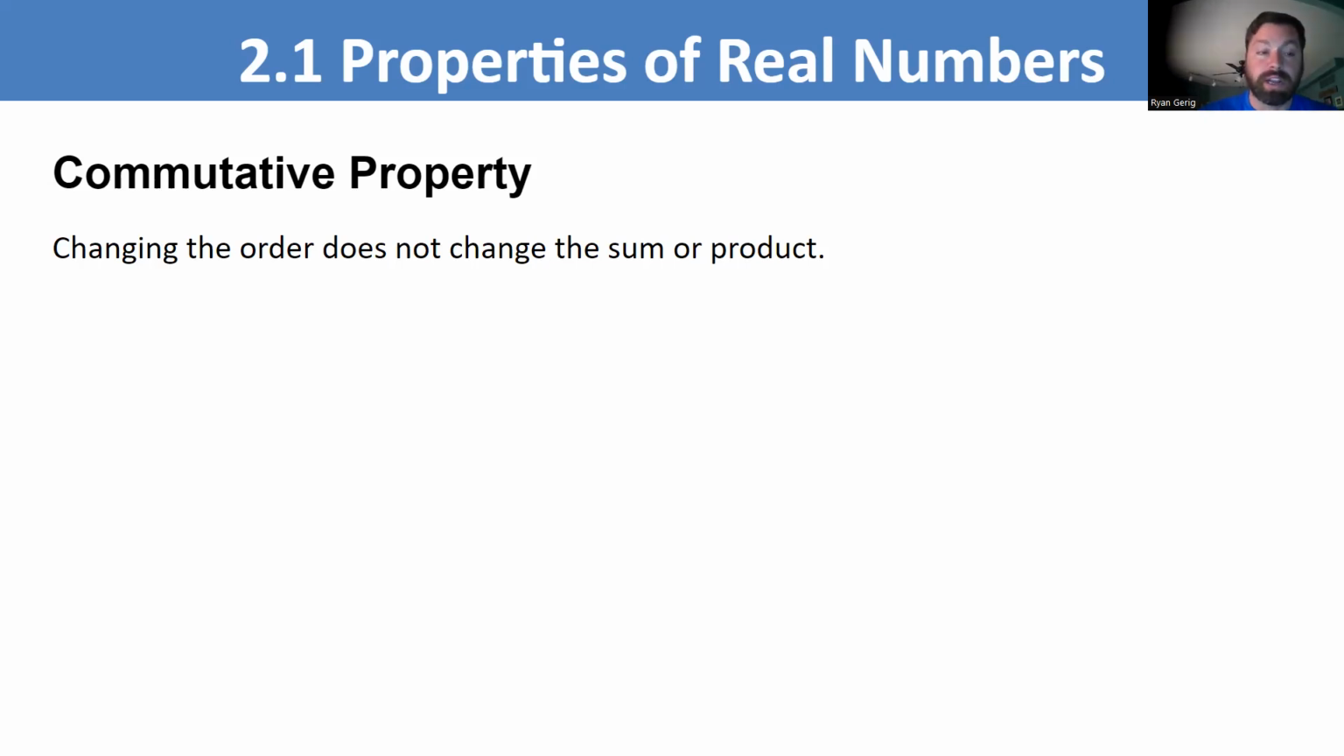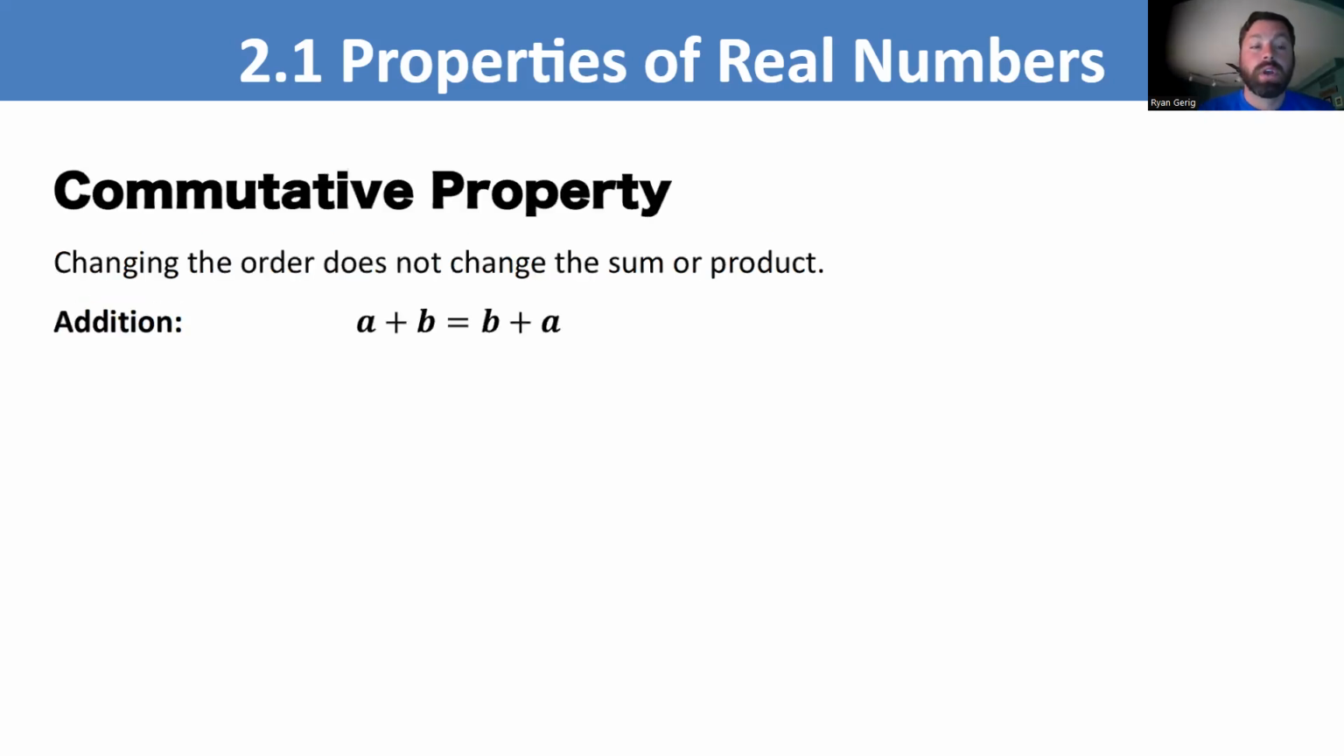So we're going to first look at addition. What it's saying is if I have A plus B, I could reorder that or commute those two to B plus A. The answer or the sum will be the same. And I have an example to show you that. So 1 plus 9 is 10. If I flip the 9 and the 1 and do 9 plus 1, I get 10 again. The sum does not change when I change the order.